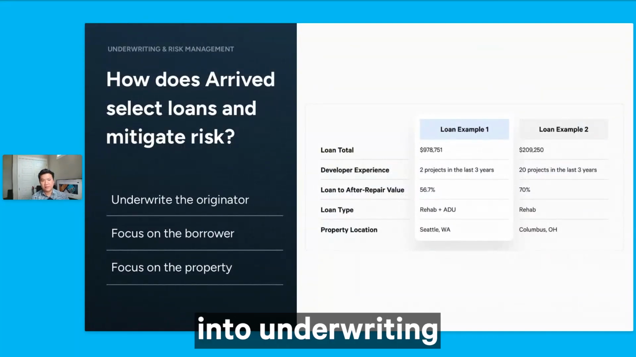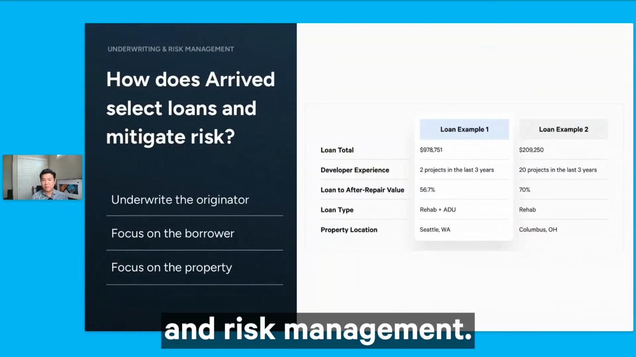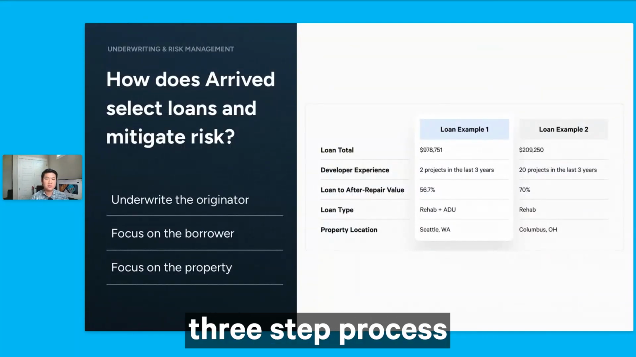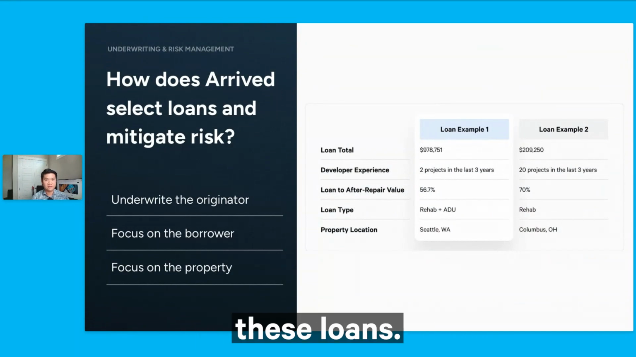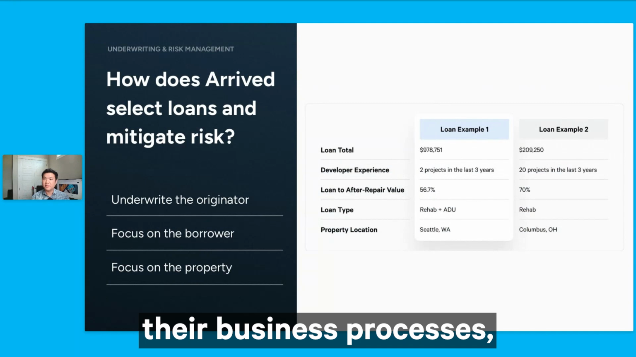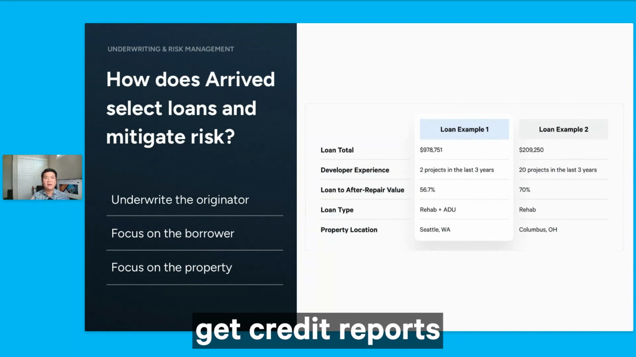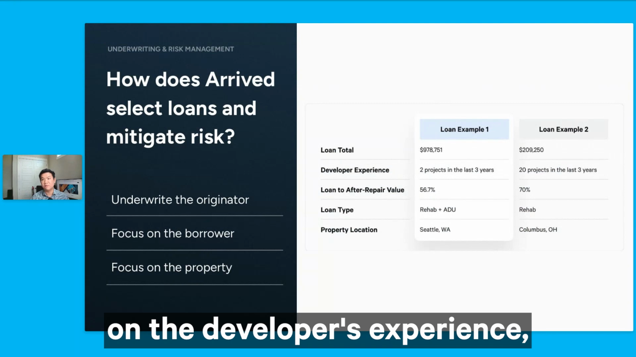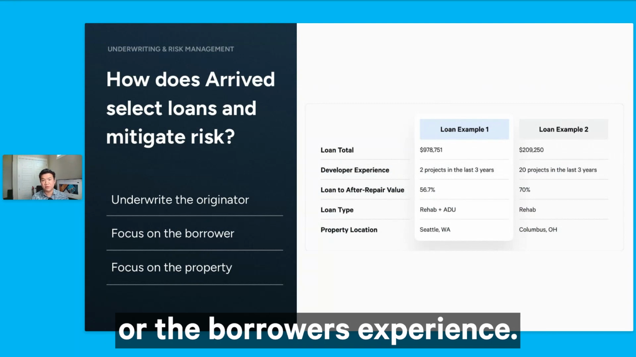Okay, so let's go a little bit into underwriting and risk management. There's a three-step process for underwriting these loans. First, you want to underwrite the originator. So you want to check out their business processes, make sure that they get credit reports, that they're running background checks, that they're doing verification on the developer's experience or the borrower's experience.